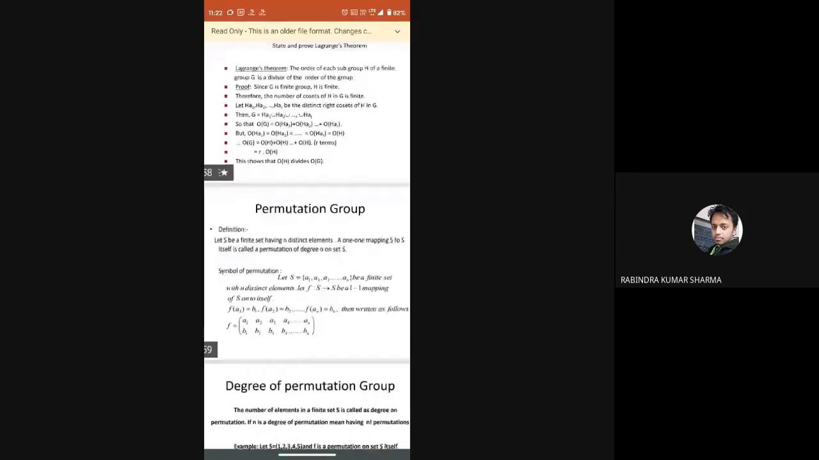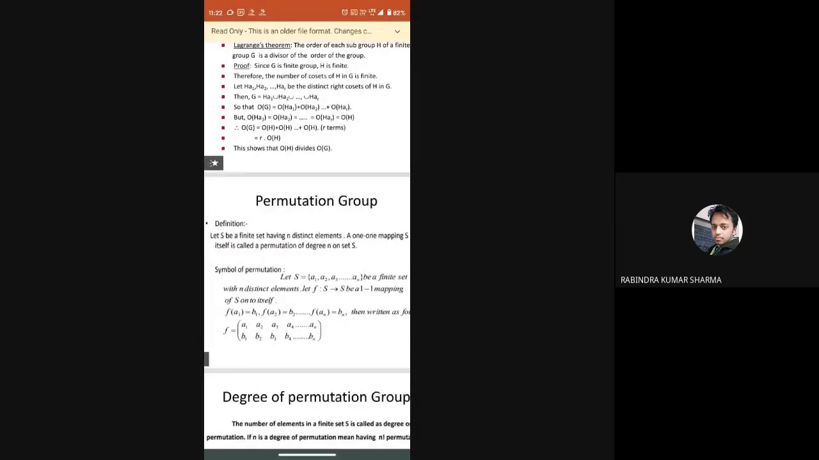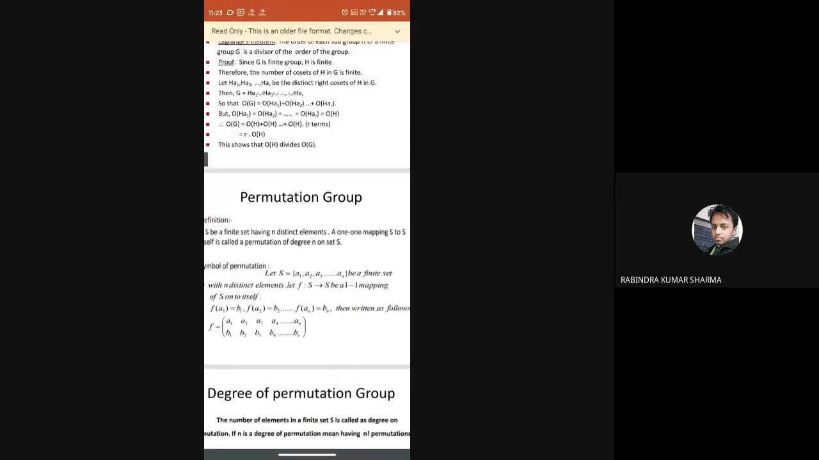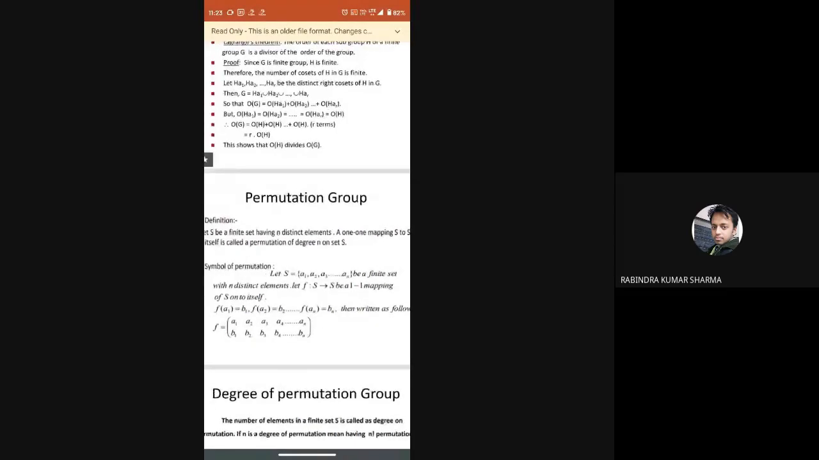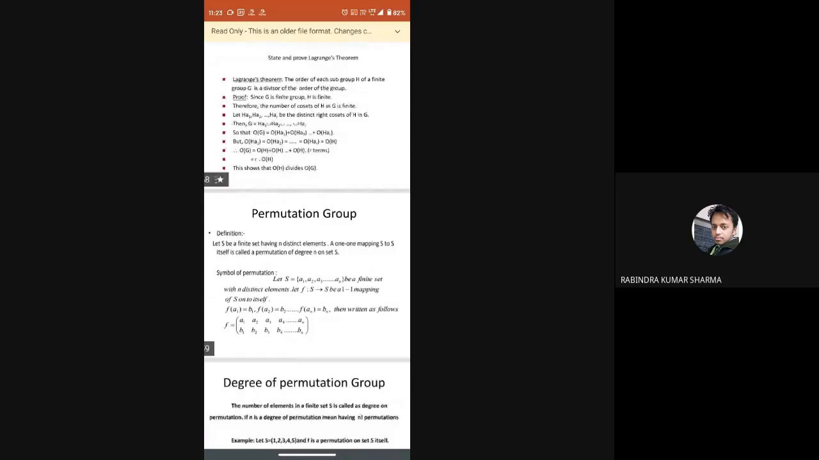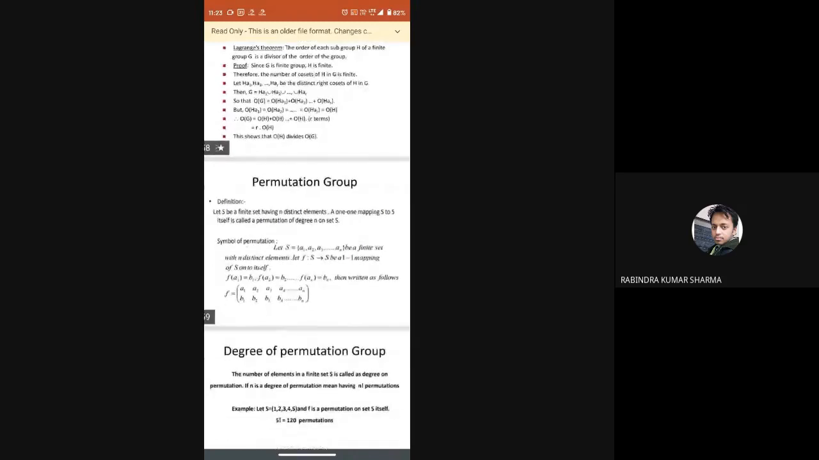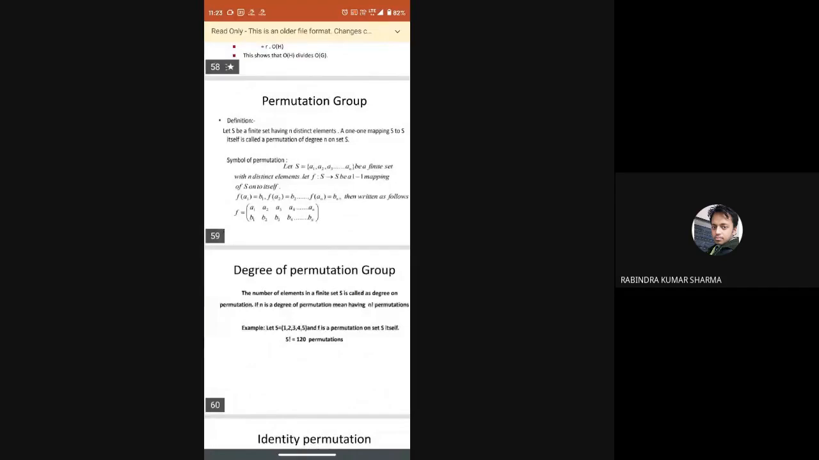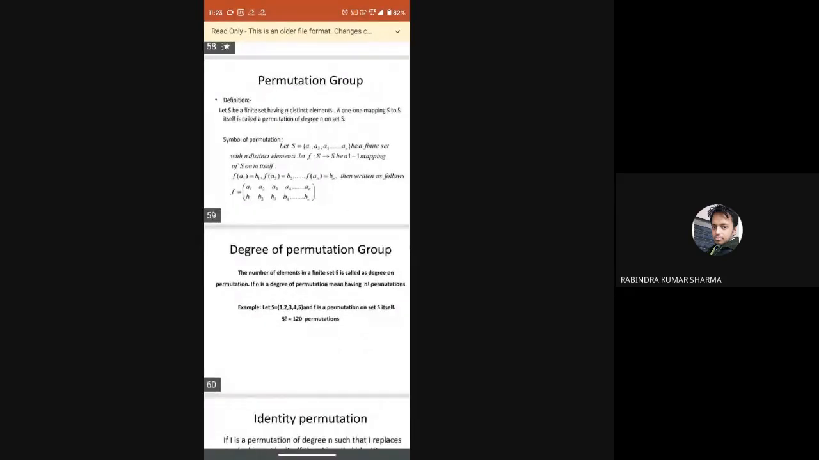So here, first is the permutation definition, permutation group. So it is a one-to-one function, and here that is A1 to B1, A2 to B2, A3 to B3, up to AN to BN. That is the permutation definition, and that is its concept.